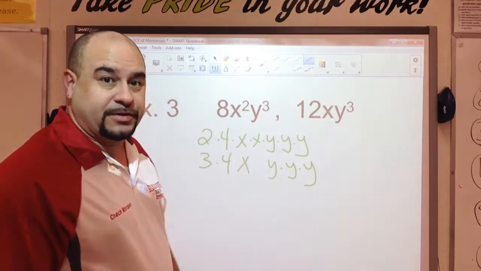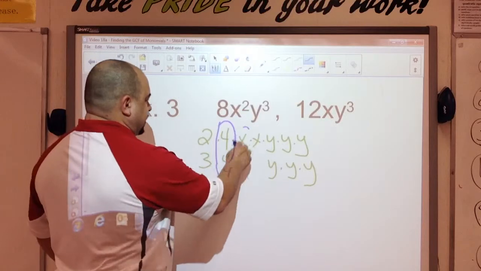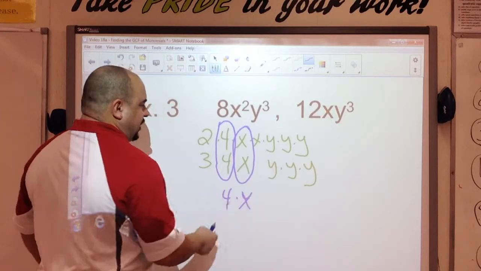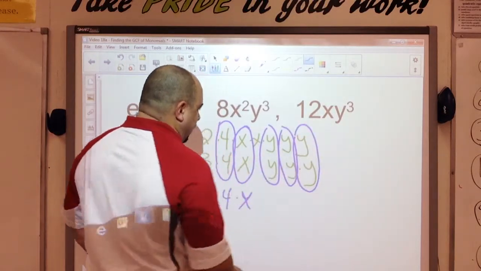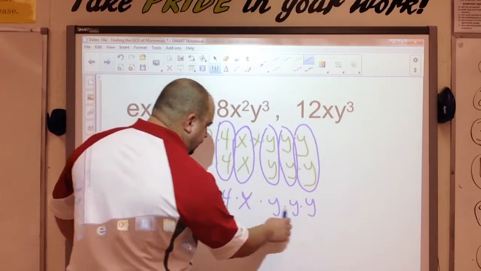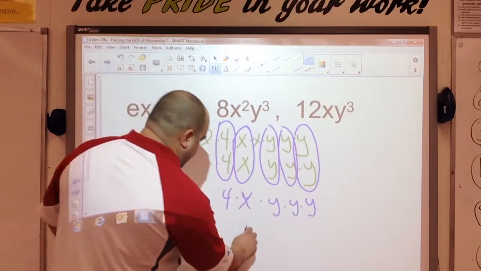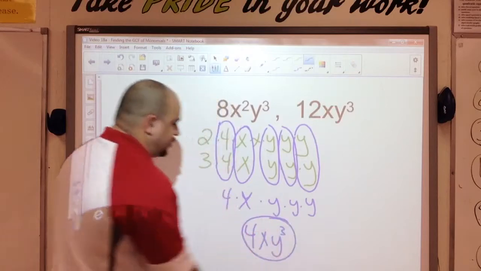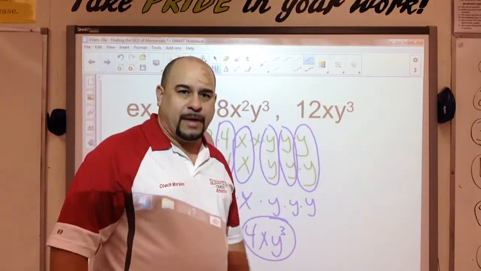Now I circle what's in both. So there's a 4. There's an x. Notice how I'm writing it down here because I'm going to multiply these. There's 1, 2, 3 y's. So now you multiply this here to find your GCF. So 4x and y to the third. That's your greatest common factor between these two monomials.